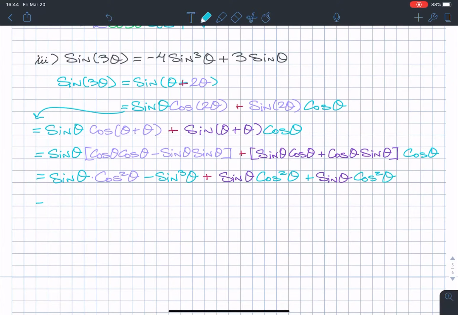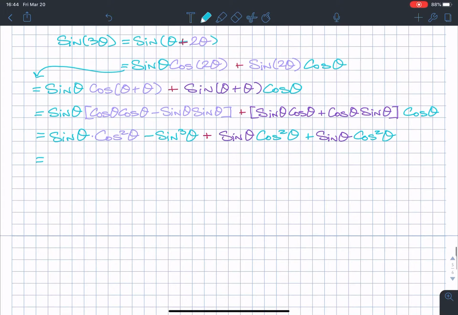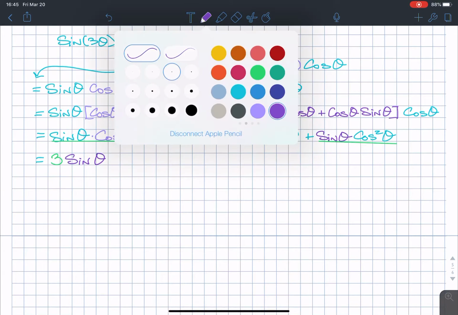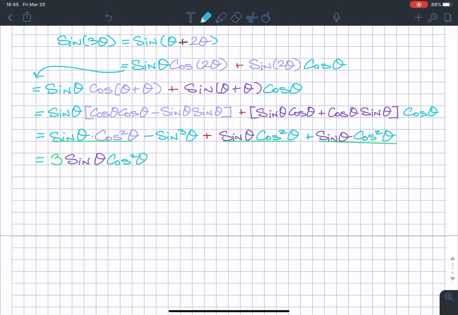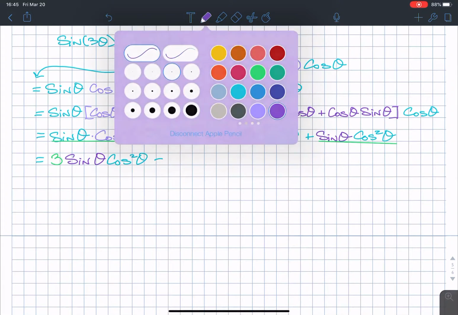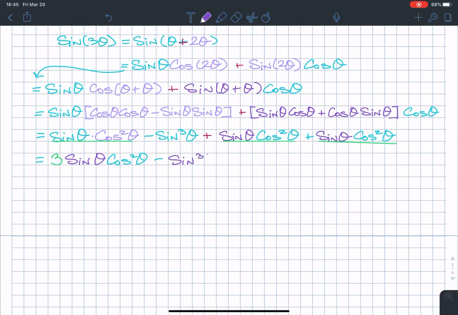Okay, so let's combine like terms. Is there anything I can do here? Well, I have a sine theta cosine squared here, I have a sine theta cosine squared here, and I have a sine theta cosine squared here. So it looks like I have 3 sine theta cosine squared theta. Let me do that in blue. Minus sine cubed of theta for this guy here.